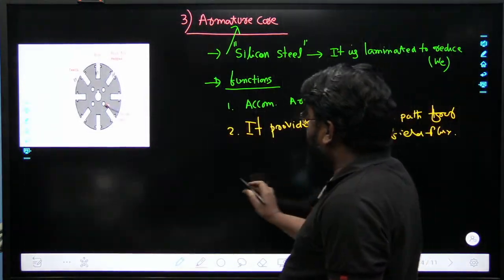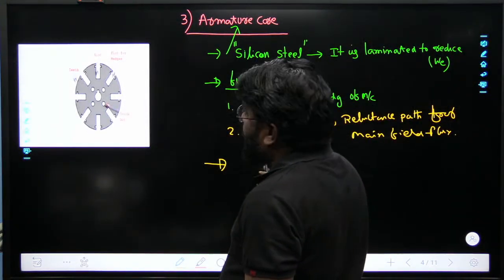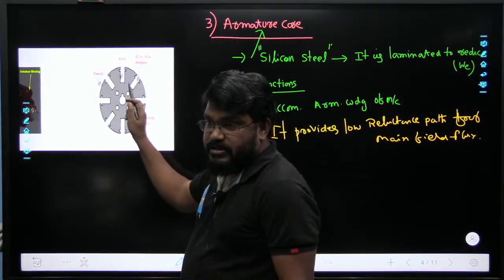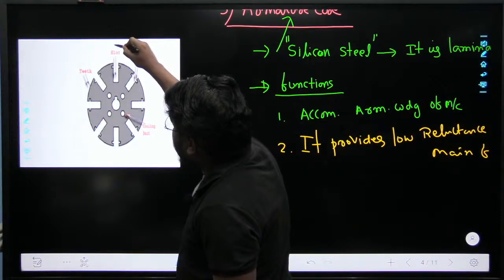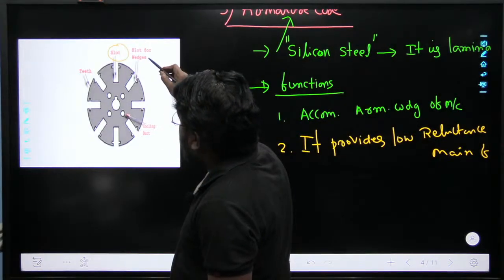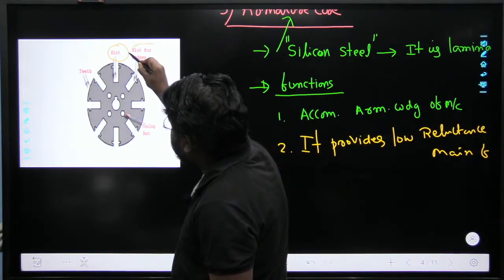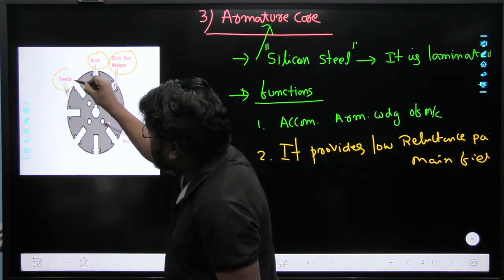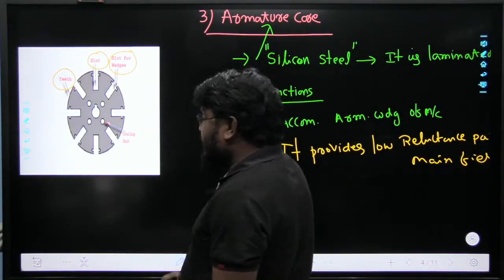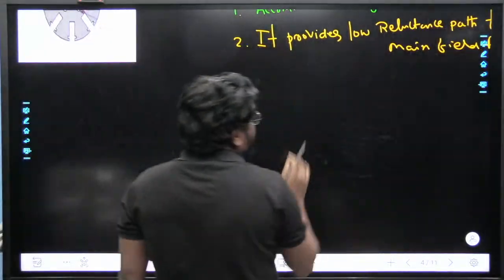Okay, next one more is the pole core. Have you seen this diagram? This one is a slot, and this part is the slot edges. This one is the teeth, up here. So what exactly are the slot and teeth here?